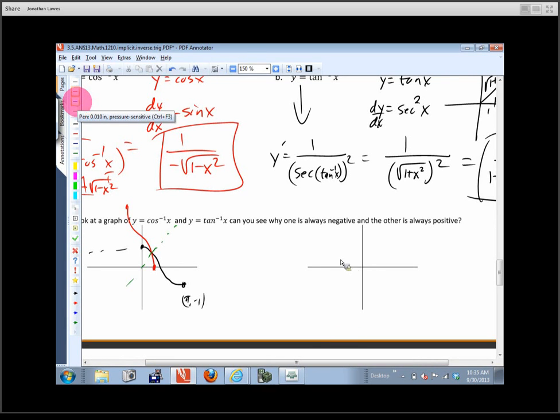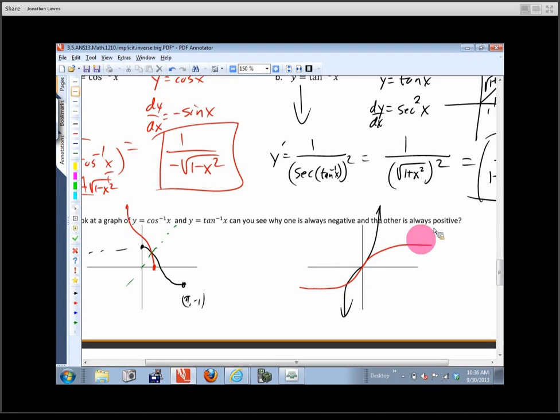Okay. Let's think about what tangent looks like. Tangent looks like this. We have a natural restriction on tangent because one cycle from negative pi halves to pi halves covers all the range. And if I take that and I reflect it, I get something that looks like this.